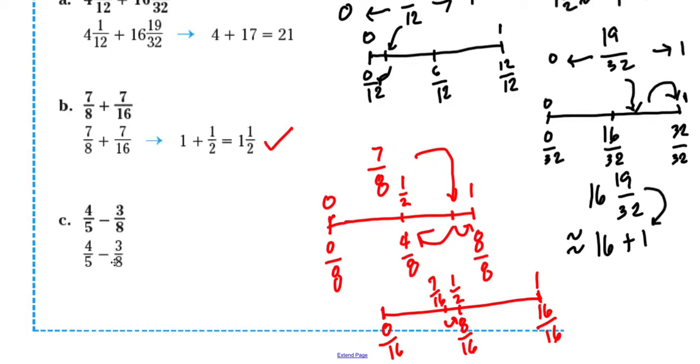And let's take a look at 3/8. Half of 8 is 4, which means 4 over 8 gives you 1/2. Since 3 is closer to 4 than it is to 0, 3/8 rounds to 1/2. So you now have 4/5, which is 1, minus 1/2, where 3/8 rounds to. And the answer is 1/2.